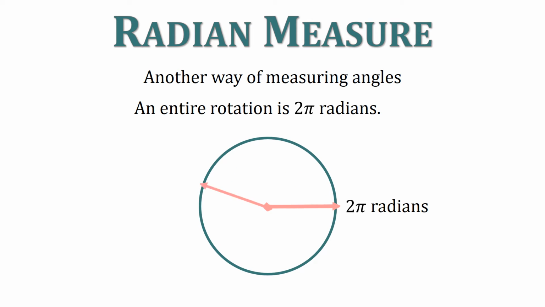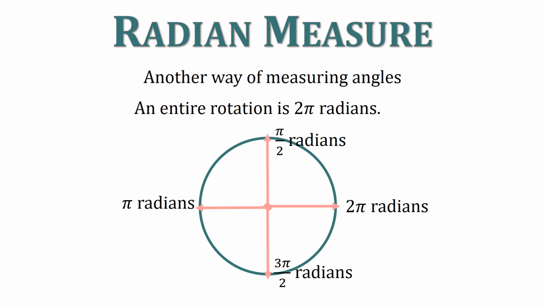What happens if we only rotate halfway around the circle? Well, half of 2 pi is pi, so this is pi radians. What if we only rotate a quarter of the way around the circle? Well, that's going to be pi over 2 radians, because that would be half of pi. What if we rotate 3/4 of the way around the circle? Then that's going to be 3 pi over 2 radians. We're going to dive more and more into radian measures whenever we get into our unit circle, but this is just the beginning of radians.